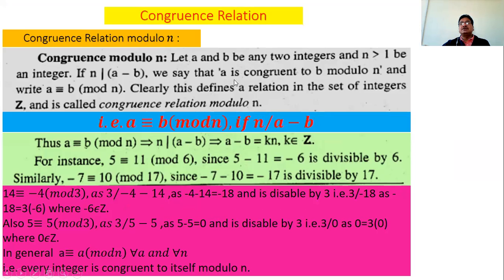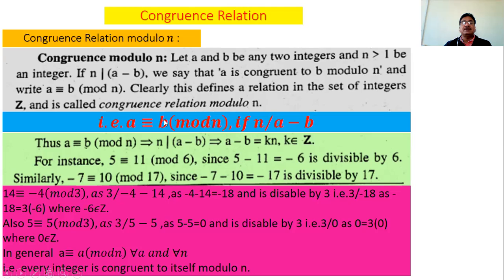a and b are integers, and n is also an integer. The value of n is strictly greater than 1, which means n is 2, 3, 4, 5 and so on. Then if n divides a minus b, we say a is congruent to b modulo n. The notation for this is a, then three lines, b in round brackets mod n, and read it as a is congruent to b modulo n.